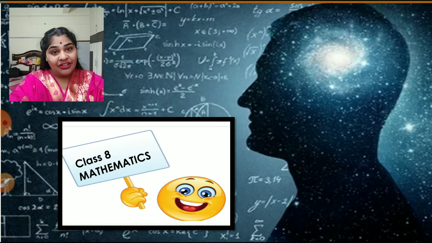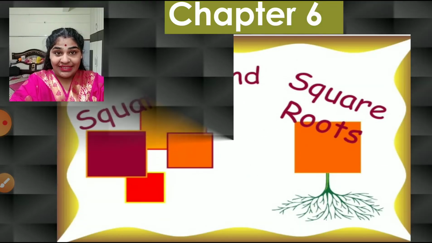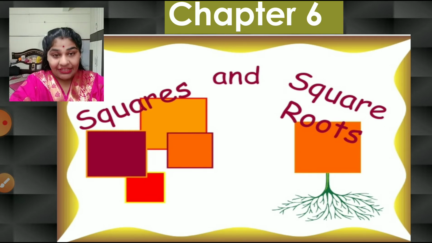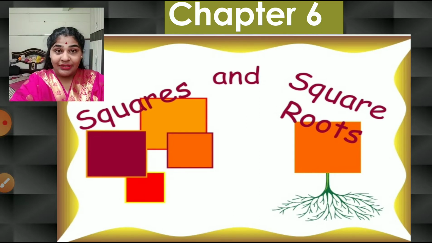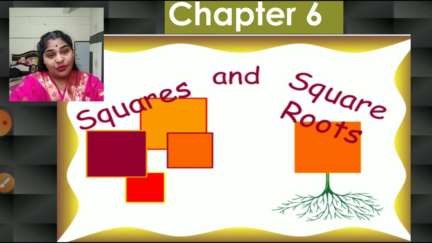And today, children, we are going to start with our new topic, chapter number 6, squares and square roots. Children, I know you are familiar with the word squares, right? When a number is multiplied by itself, the product is said to be the square of that number, right? In this chapter, we are going to learn a few more things regarding squares and square roots, the different ways to find the square roots, different ways to find the square, and a lot of things. So let us proceed with today's session.